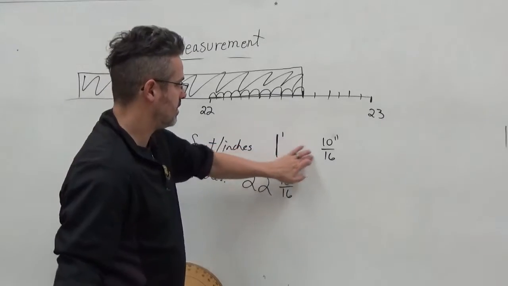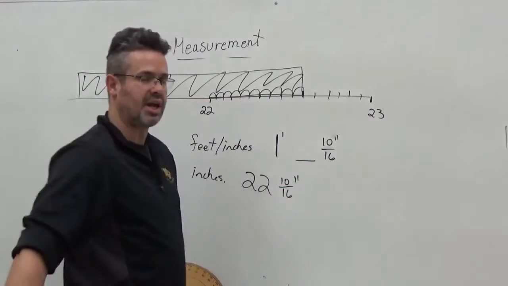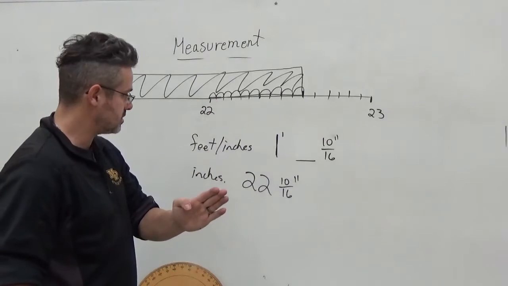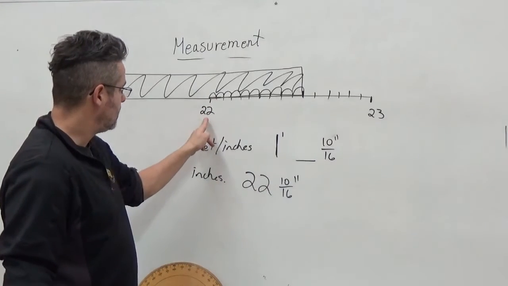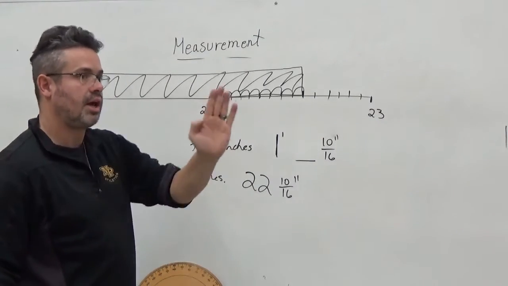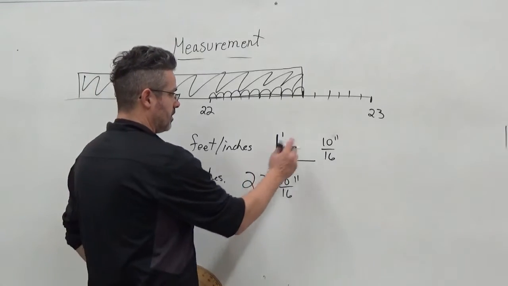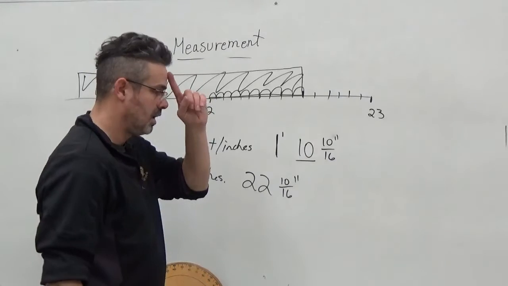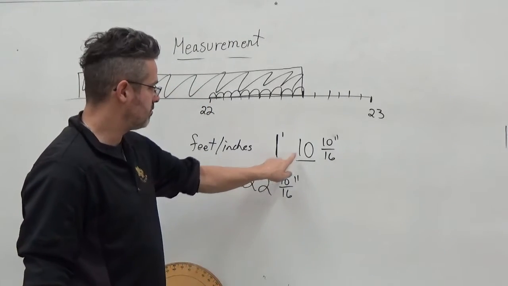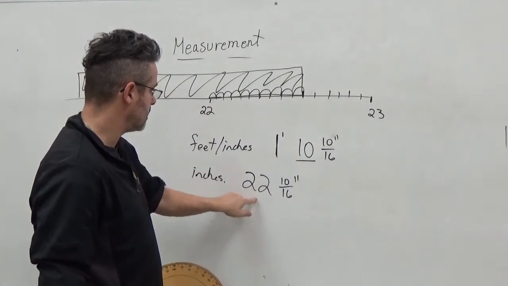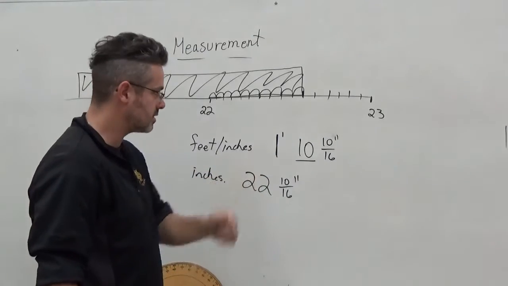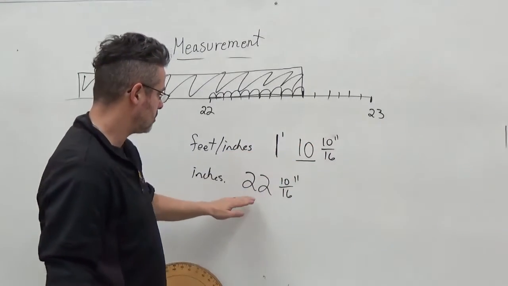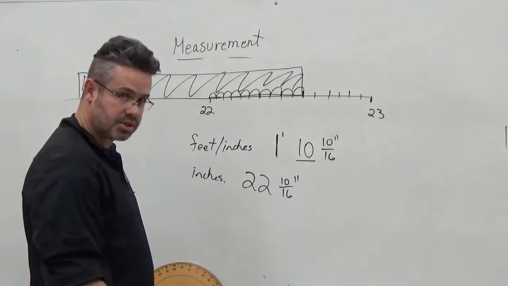Now, I'm missing my inch here. I still need this inch. So 1 foot is 12 inches. Then to get to 22, that would be another 10 inches. So this is 1 foot, 10 inches, because I know that 12 plus 10 is 22. So that should be the same. Yep, perfect. So 1 foot, 10 inches, and 10/16, or 22 and 10/16 inches.